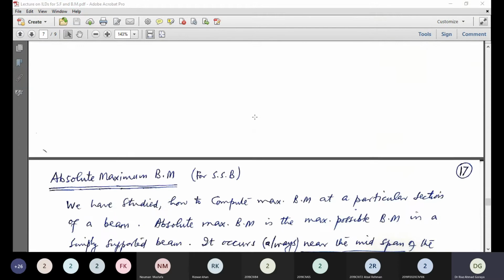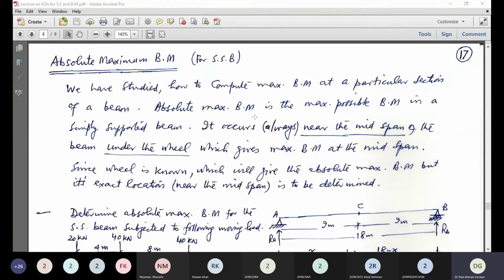So now we proceed to absolute maximum bending moment. We have studied how to compute maximum bending moment at a particular section of a beam. Absolute maximum bending moment is the maximum possible bending moment in a simply supported beam anywhere. That was the maximum bending moment at a section, whereas this is the maximum possible bending moment in this beam. This is the difference.